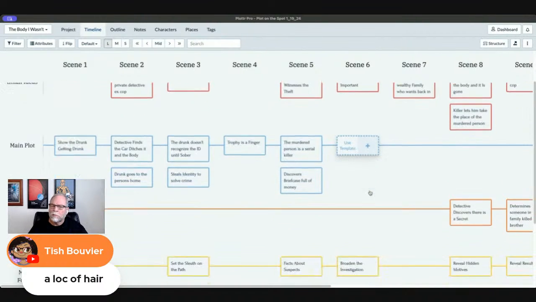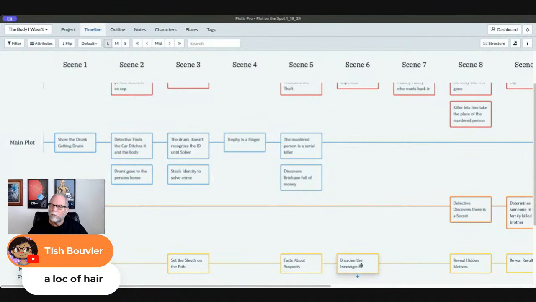Okay, so now let's come over here and talk about where we broaden the investigation. This is where the detective suspects family, but there's a lot of them.